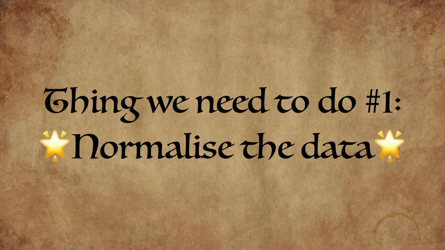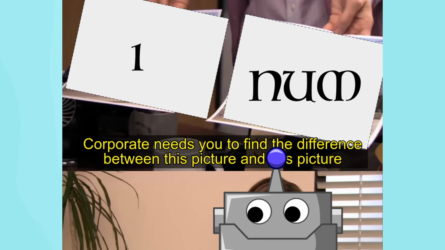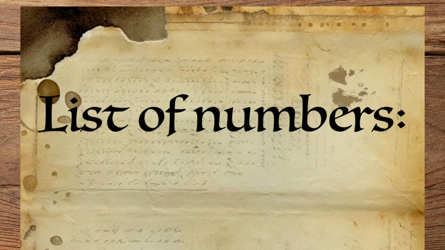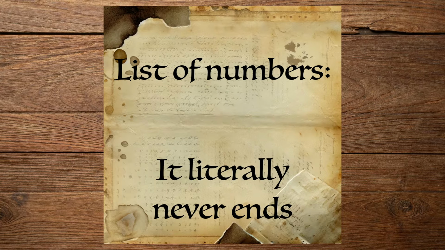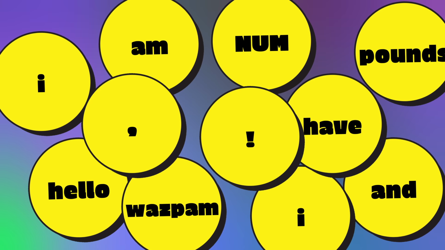Firstly, we need to normalize the data. All I'm doing is looping over all of the words, making sure they're all lowercase, then separating all of the punctuations into different tokens. So like commas, pound signs, hashtags. And then finally, all the numbers are swapped out for a NUM token. This is because chances are knowing a number is there is really enough information for our classifier, and then we'd have to store every number, which is sort of just doing the most. For example, a sentence like, hello, I am wazpam and I have 5 pounds would look something like this.